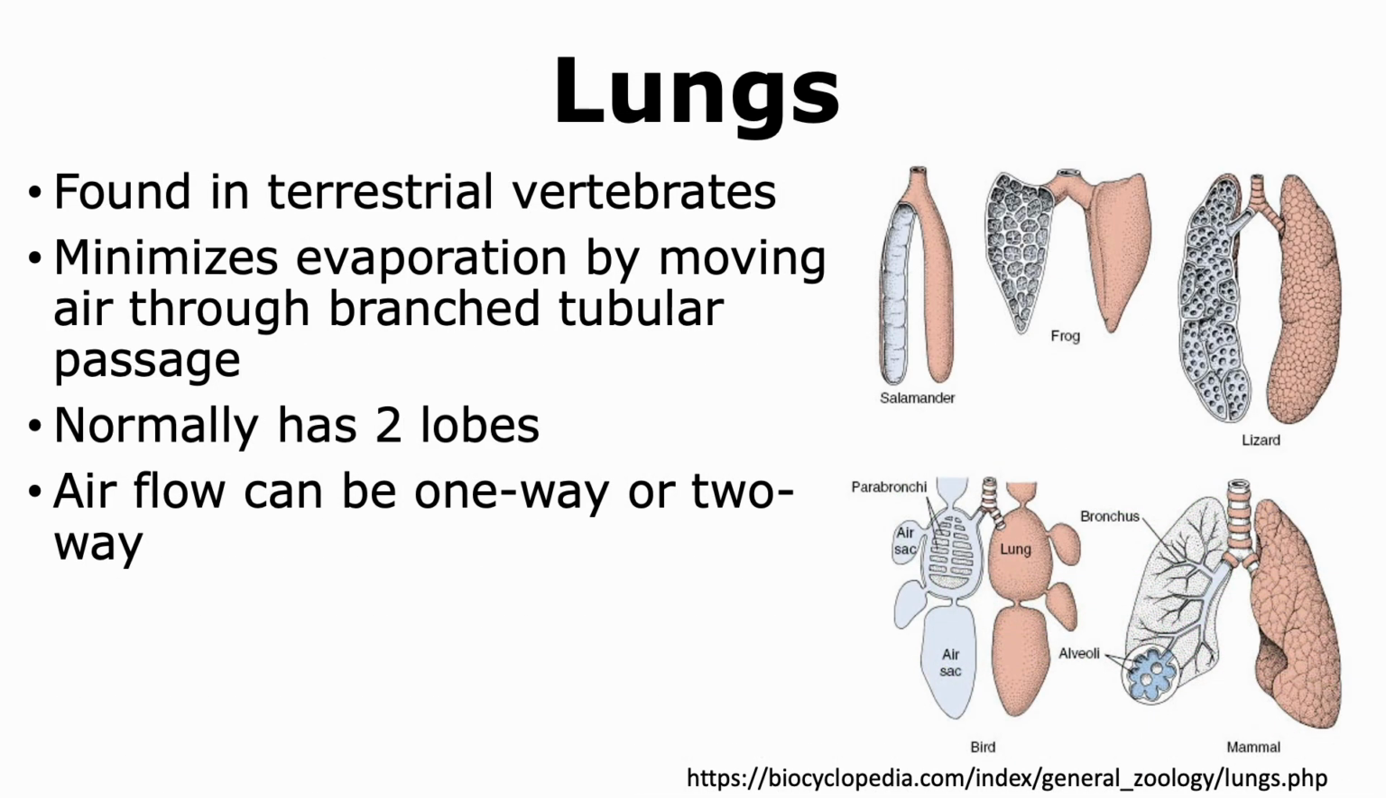Lungs are utilized by all terrestrial vertebrates for respiration. Lungs are able to minimize evaporation of water by moving air through a branched tubular passage. Lungs normally have two lobes, and the airflow in lungs can be either one way or two way.